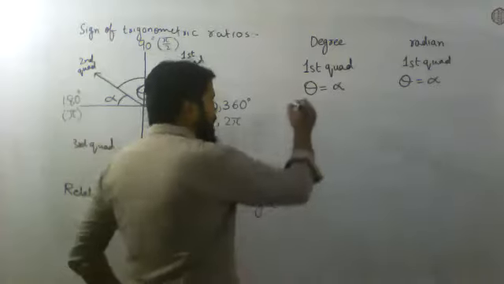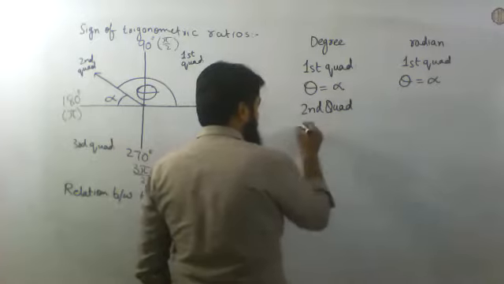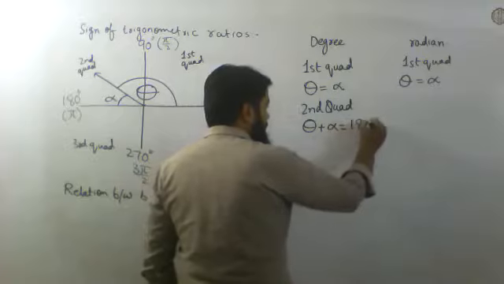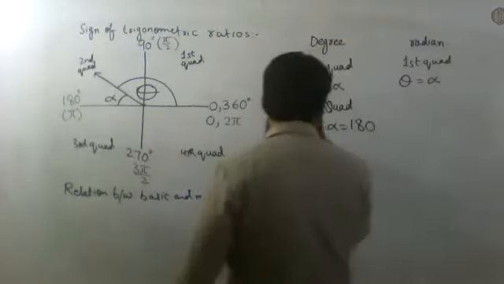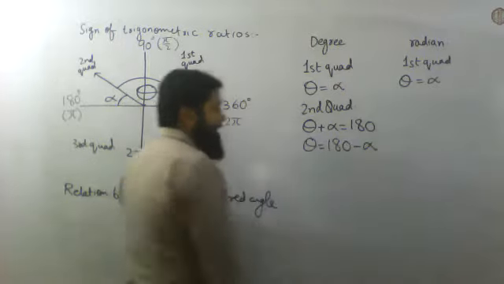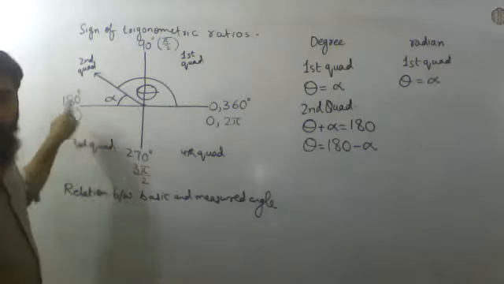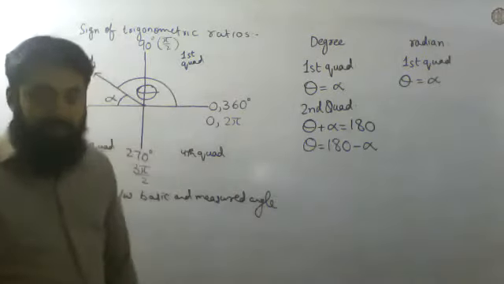So in second quadrant, I can say theta plus alpha equals to 180 degree. Okay, or I can say it in this way also, that theta will be 180 minus alpha. Either I can say theta plus alpha equals to 180, or if I shift alpha over here, theta equals to 180 minus alpha.